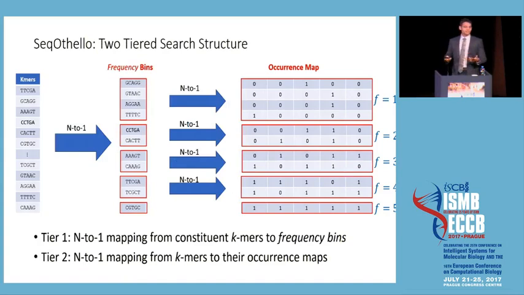Now, as I mentioned earlier, a regular hash map simply will not work for this approach. So we developed a novel two-tiered indexing structure. When we take the k-mers from our transcript query, we first map them to their respective frequency bin. And then after we have mapped them to their frequency bin, we then map them to their respective occurrence map, and this will produce our final output.